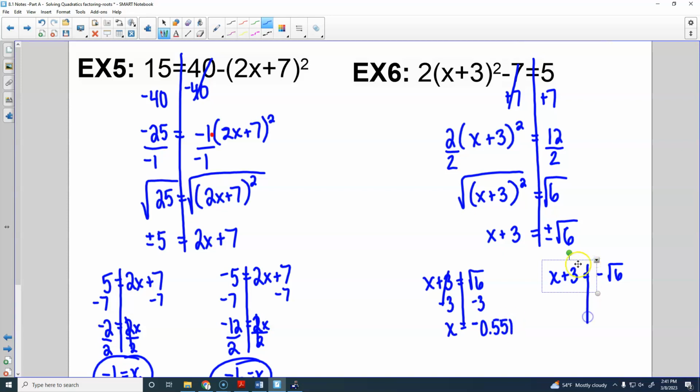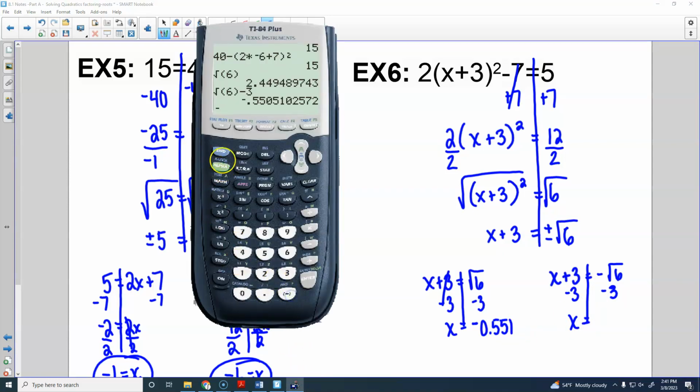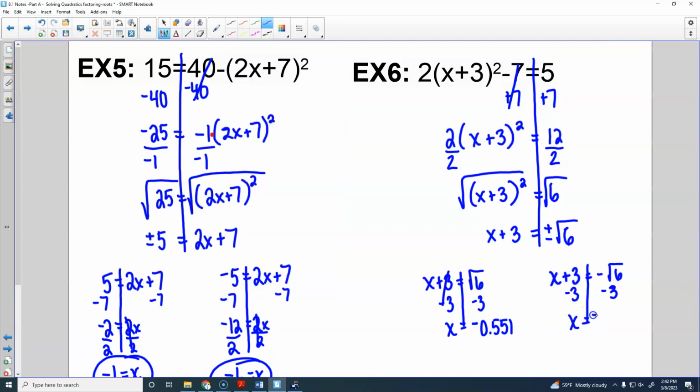And then for the other one, I'm going to subtract 3 from both sides. This time, I'm going to do negative square root, oops, that's not what I'm going to do. Hold on. Negative square root of 6. Make sure you close that parentheses or go over so that the minus 3 is not in the square root. Do minus 3. Yep, negative 5.449.